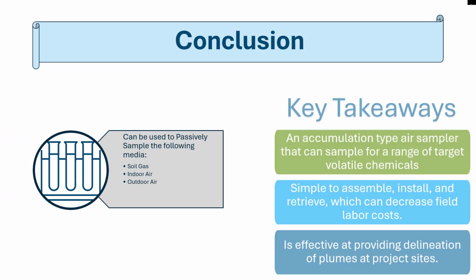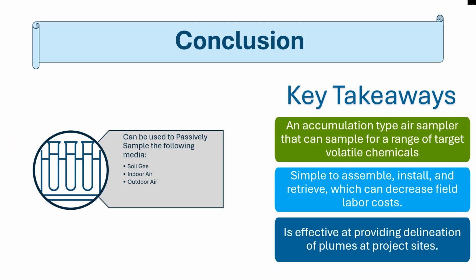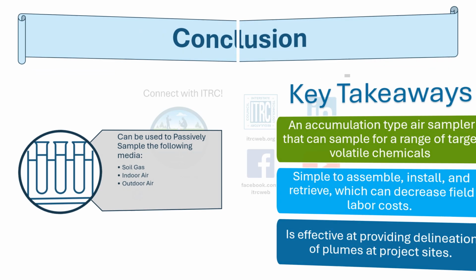Here are some takeaways about the Beacon samplers. They are an accumulation-type passive sampler for use in soil gas, indoor and outdoor air. The samplers can detect a wide range of volatile chemicals for site delineation, vapor intrusion assessments, and air monitoring. The devices are simple to assemble, install, and retrieve. The Beacon devices can also provide a reduction in field mobilizations when utilizing the sampler for plume delineation for projects.